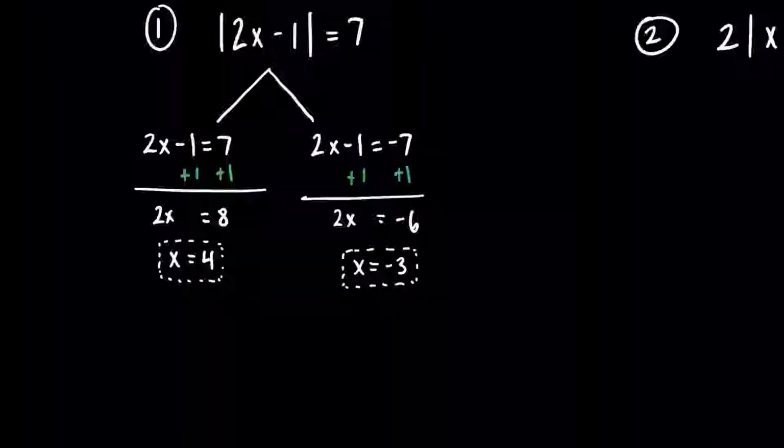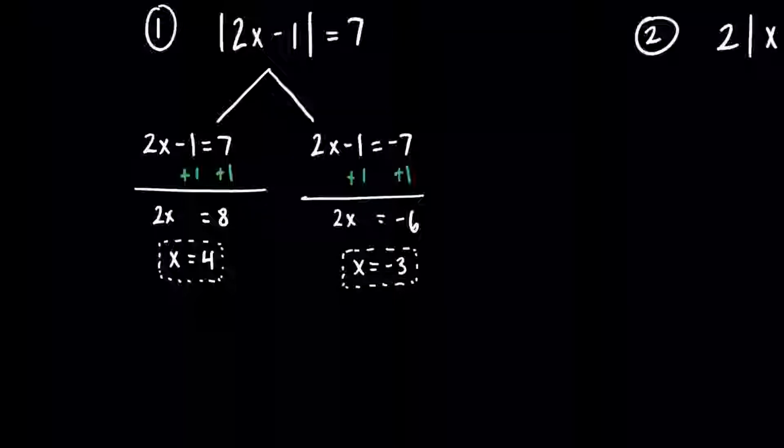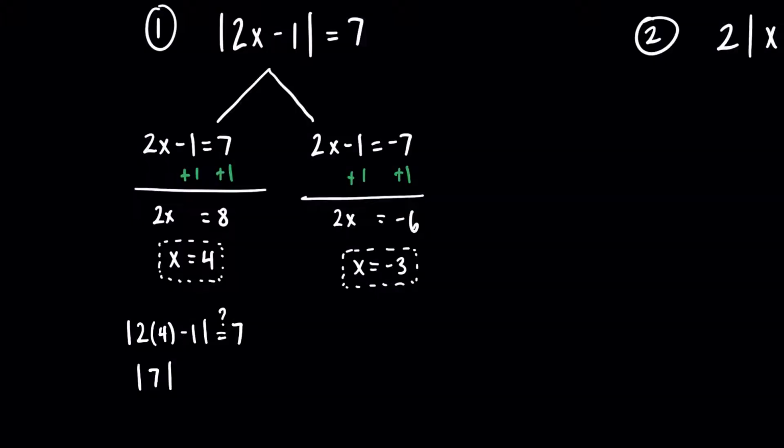It's really helpful to check them and make sure they work. So let's just take a moment and check them. I know it's annoying, but let's do it. So if we do the absolute value of 2 times 4 minus 1, do we actually get 7? A lot of times I'll put equals with a question mark, 7, as I slowly work it out. So this will be 2 times 4 is 8, minus 1 is 7. So is the absolute value of 7 equal to 7? I think it's safe to say that that works.